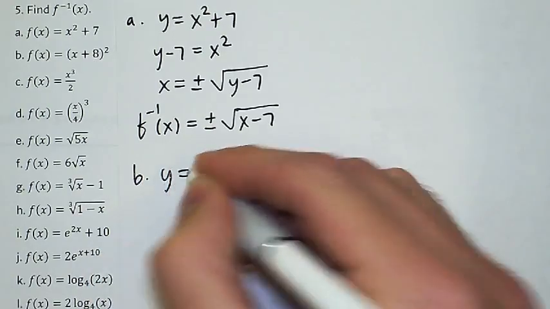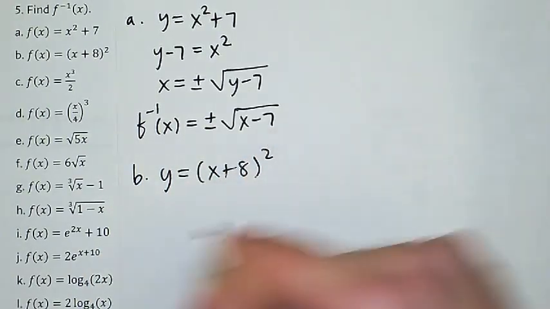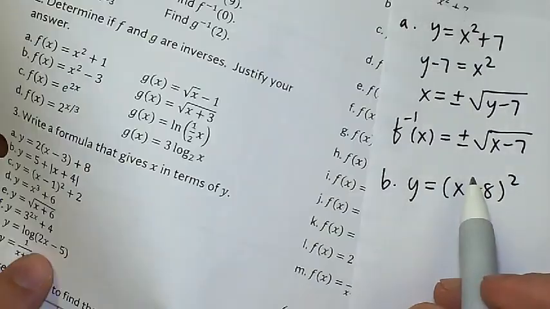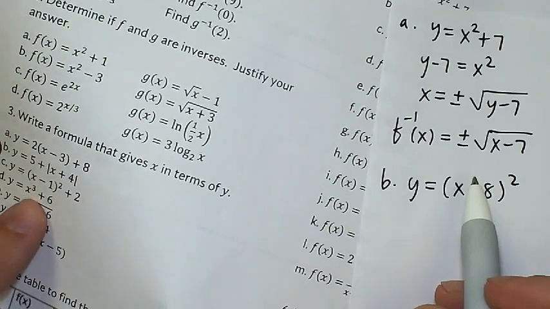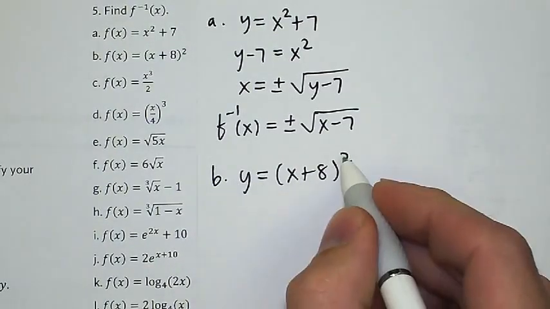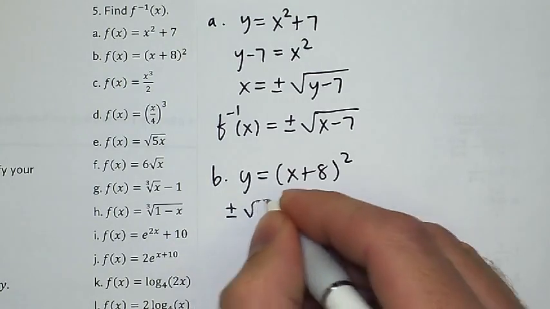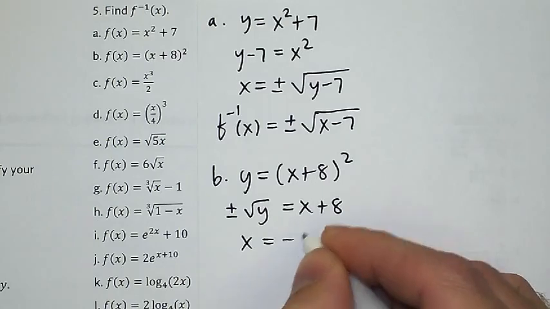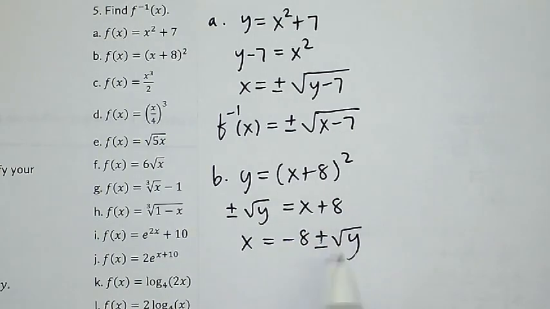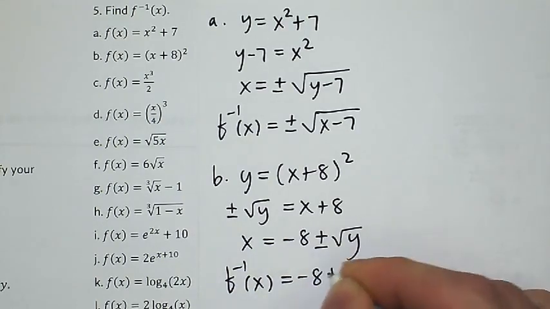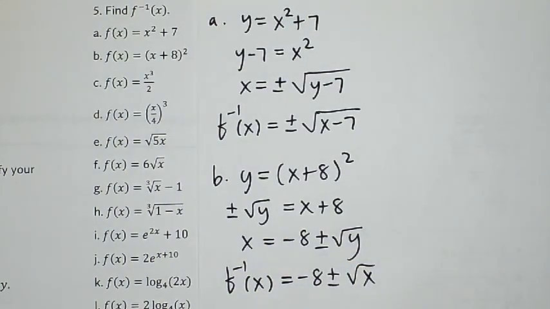B, I've got y equals x plus 8 squared. So this is kind of to contrast against the one back here, x to the third plus 6, where we're adding 6 on the outside of the cubing. This is kind of the opposite. So I'm going to take the square root of both sides right now to get rid of the thing on the outside. And then I'll solve for x by subtracting 8 from both sides. So f inverse of x is going to be negative 8 plus or minus the square root of x.